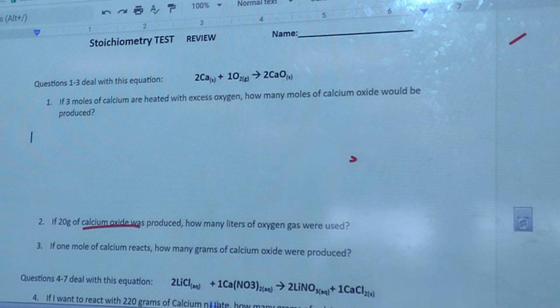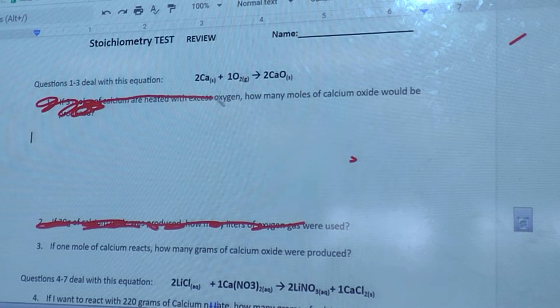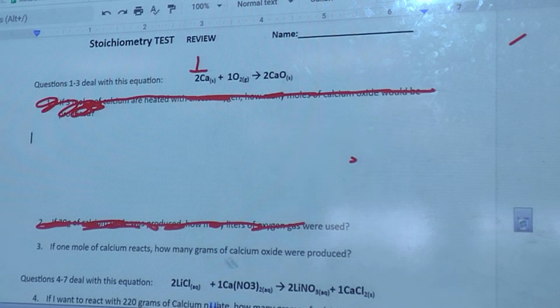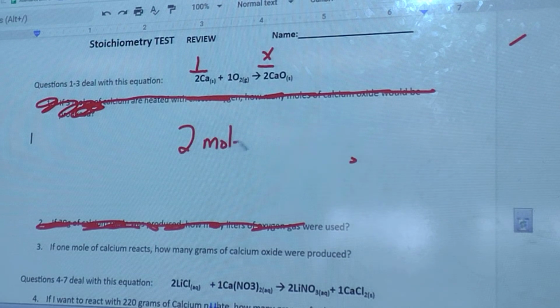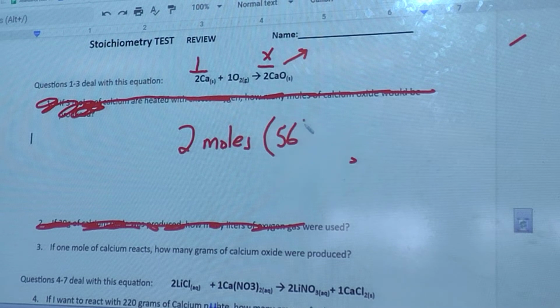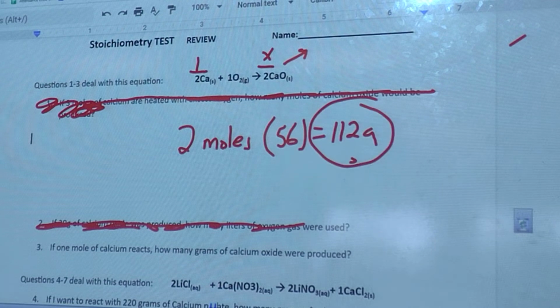All right, number 3. I'm going to get this out of our way so that one doesn't look confusing. I'm going to mark this out because I was kind of looking at that one last time. Y'all heard me doing it. If 1 mole of calcium reacts, okay, that's easy. How many grams of calcium oxide were produced? 1 is to 2 as, well, 2 moles of calcium oxide. And the calcium oxide weighs 56, so we got to multiply to get 112 grams. There we go. All right, let's keep moving on.